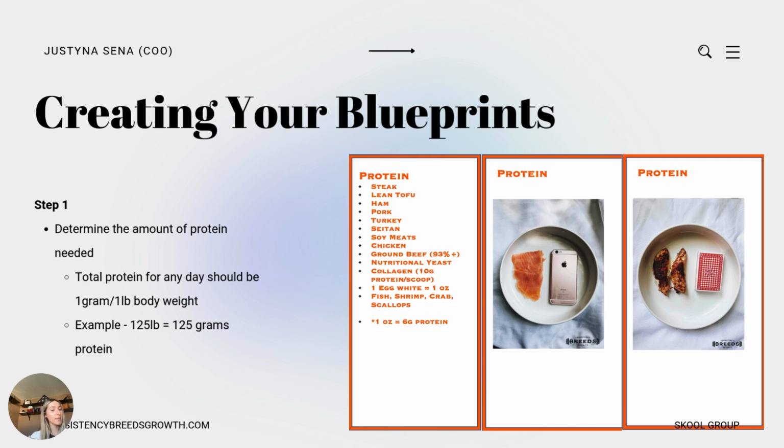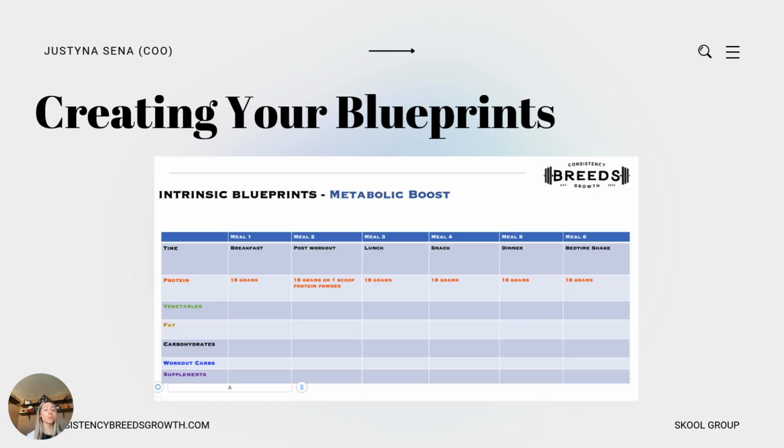It's okay if you're slightly over, it's okay if you're slightly under. It's never going to be a perfect science, and that is okay. That's what we acknowledge here at CBG, and we still get our clients to see results. So now, how do we spread the 125 grams of protein throughout our day?